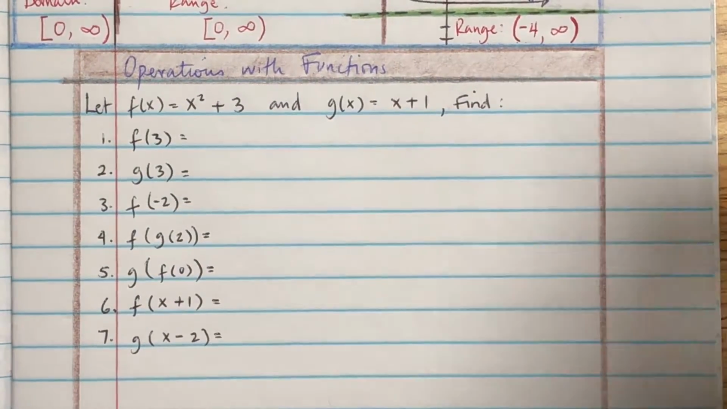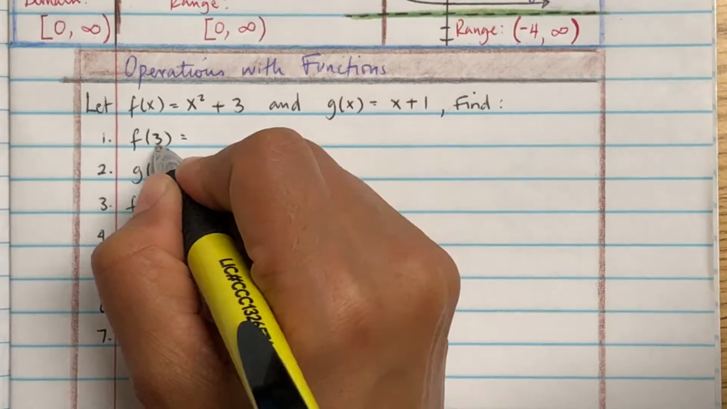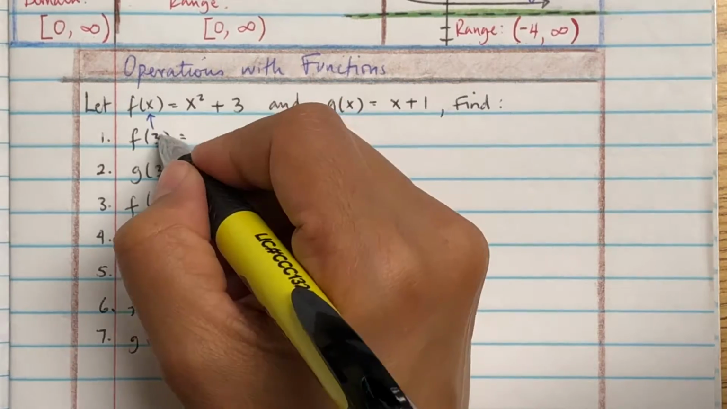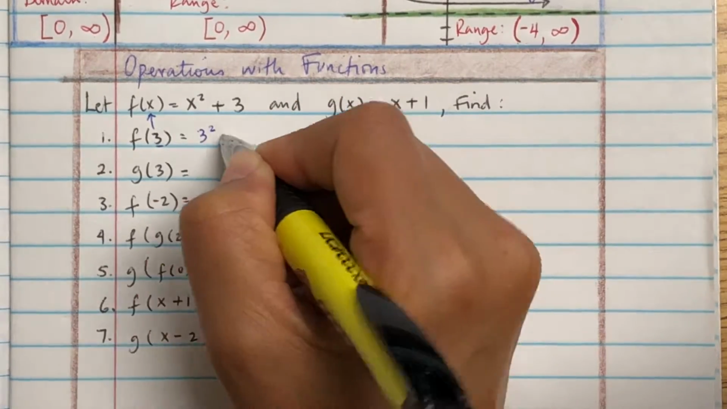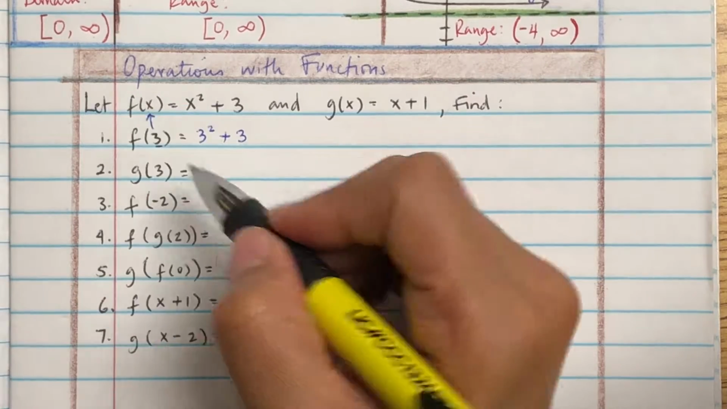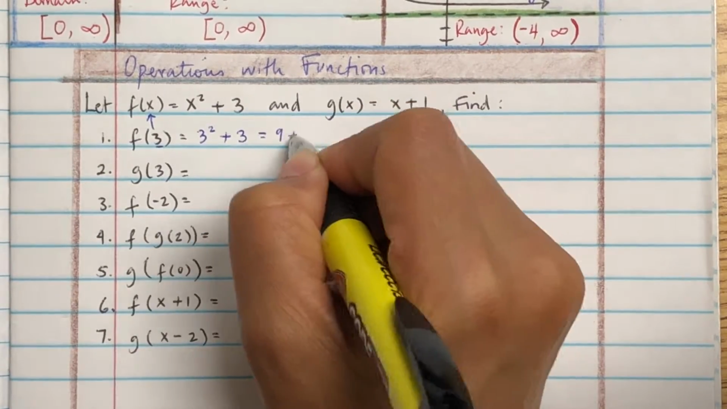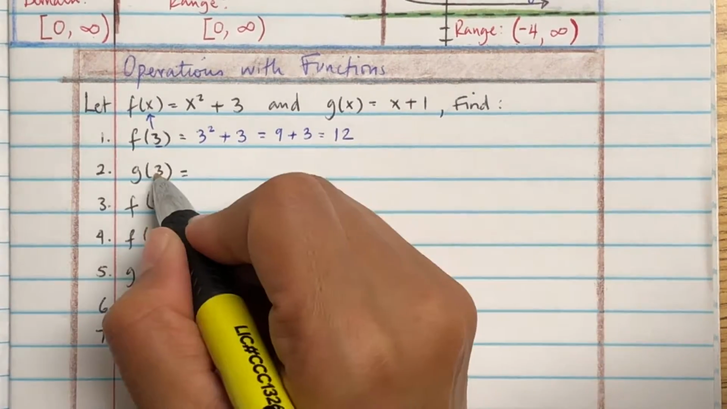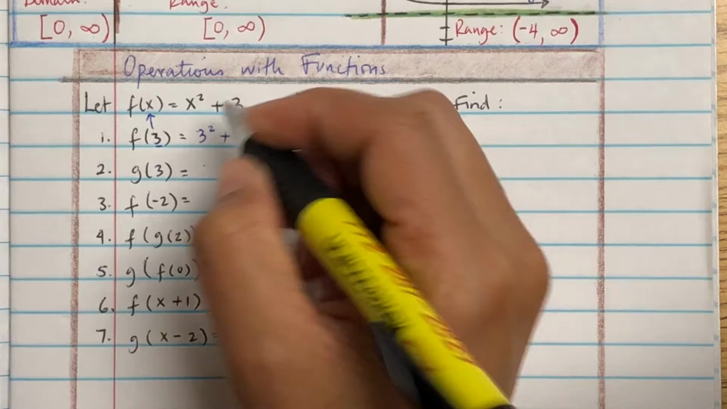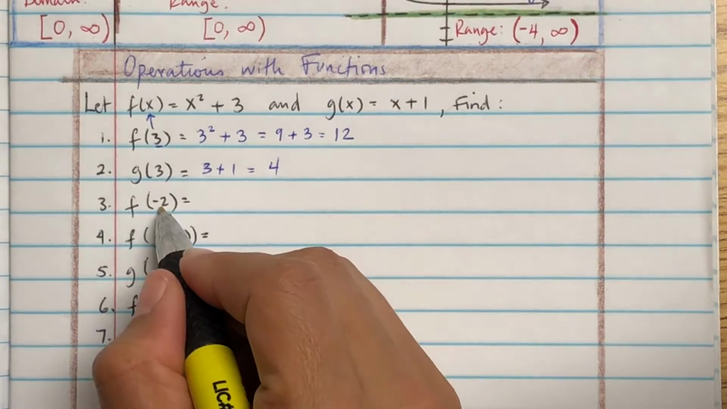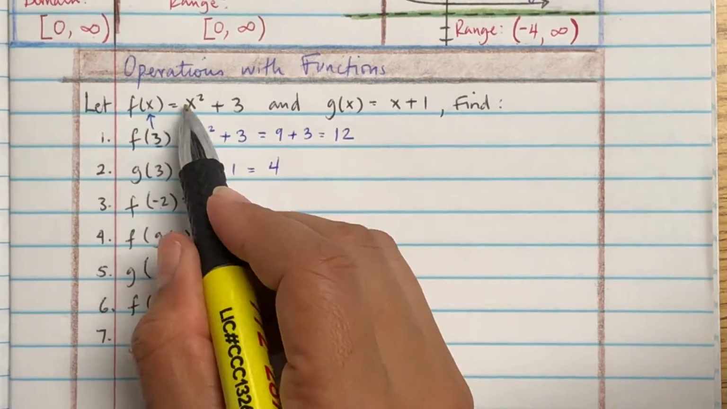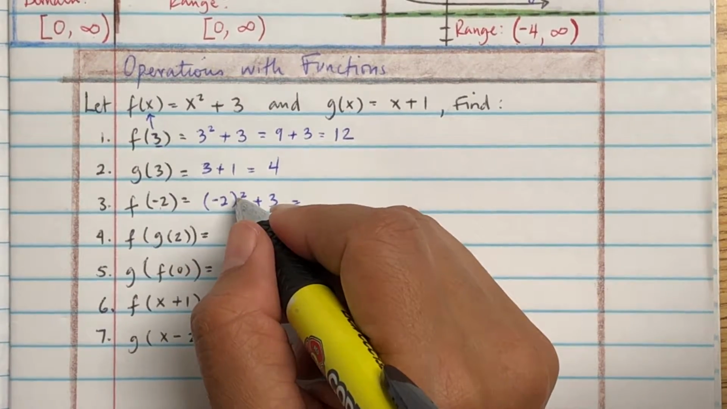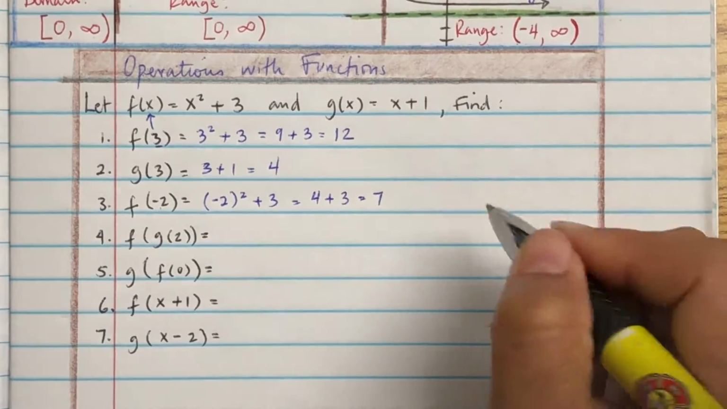Alright, so the final thing we're going to look at is operations with functions. If we had f of 3, you can see if you match them up, 3 is really where x is, which means wherever you see x in the problem, put the 3 in there. So it's going to be 3 squared plus 3, which is 9 plus 3, which is 12. G of 3, so you're putting 3 in where you see x, so 3 plus 1 is equal to 4. F of -2, so you see -2 is where x is, so you're going to put that where x is. Don't forget the parentheses around -2. So it's going to be -2 squared, which is 4, plus 3 is 7.